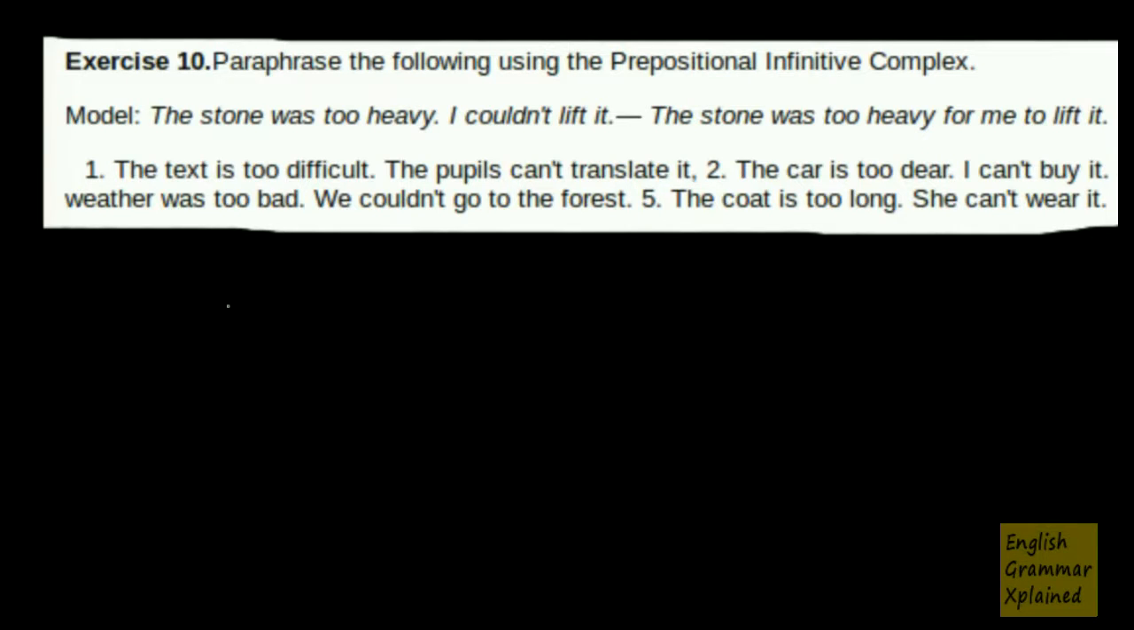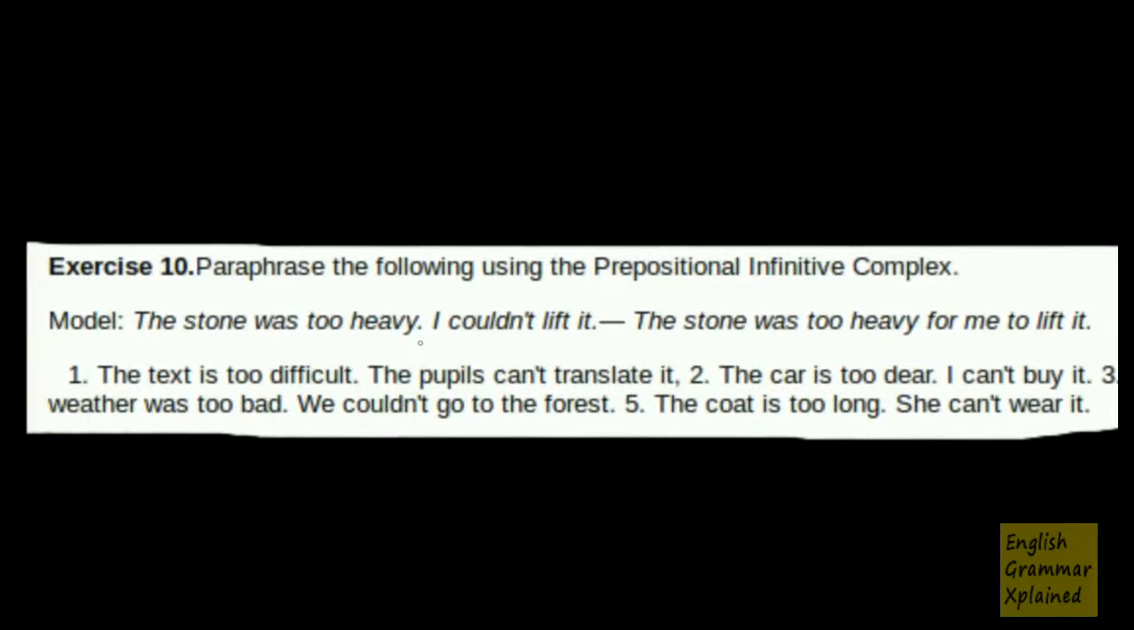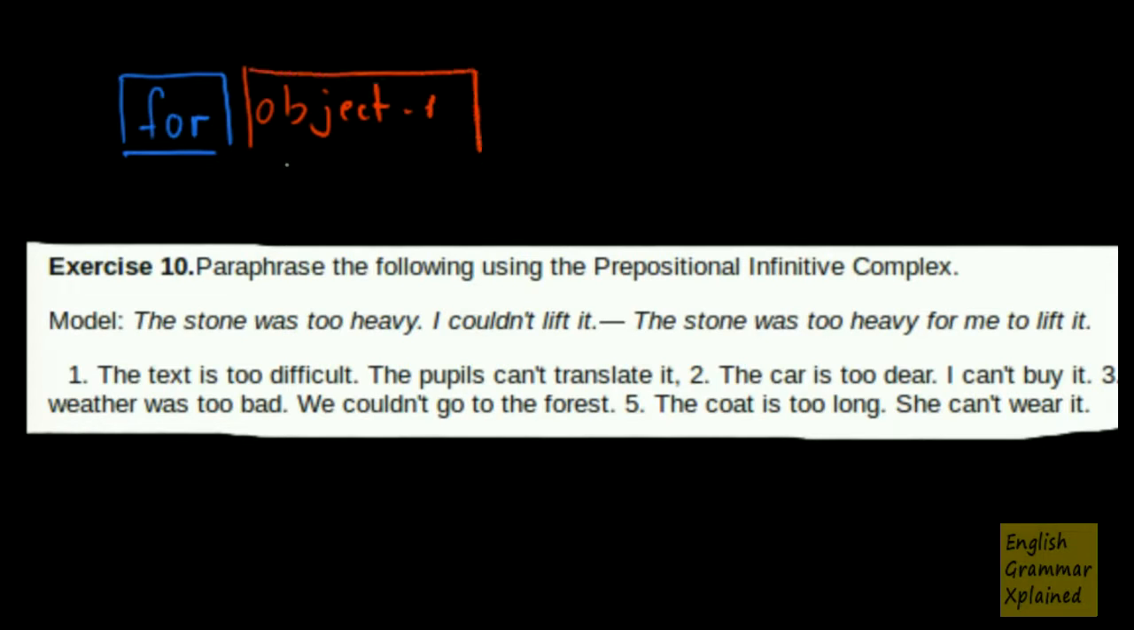To make prepositional infinitive complex, I actually need a preposition, and this is the preposition for. This is the only preposition used. Then object number one, or first object. It can be a noun or pronoun, and then the infinitive, full infinitive.